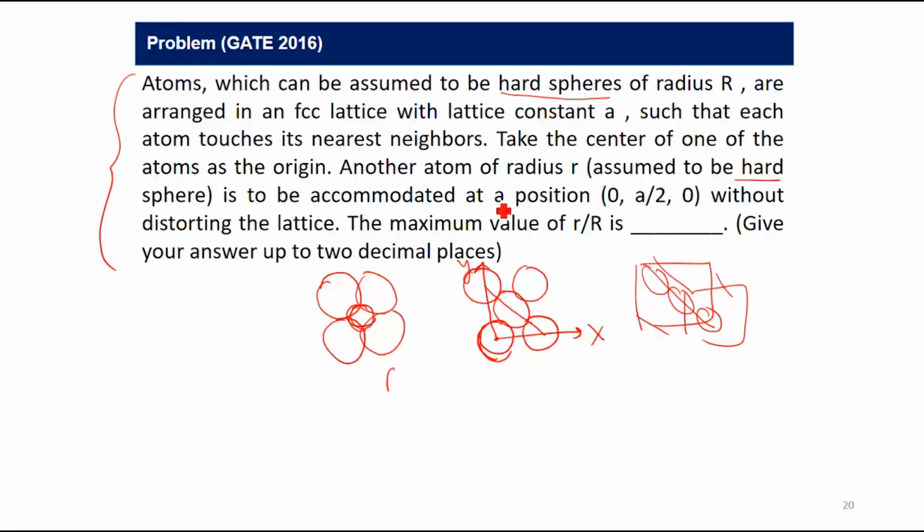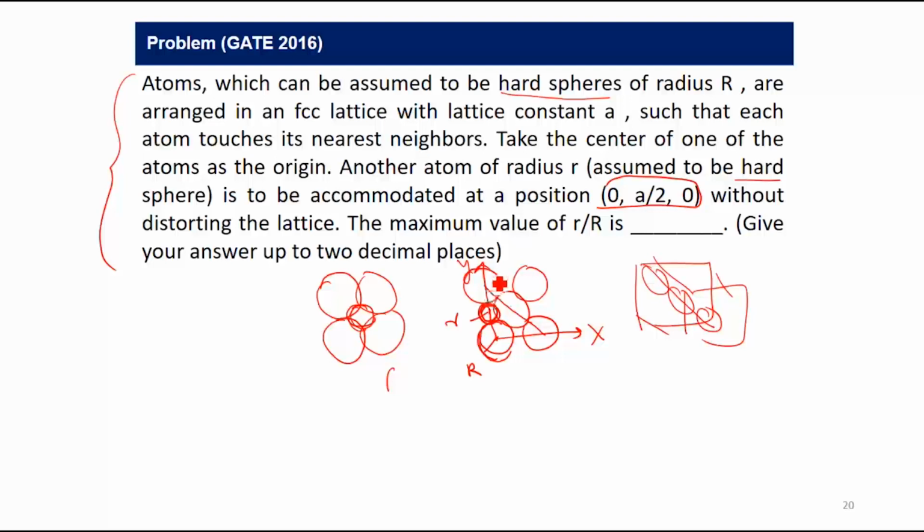It is to be accommodated at a position 0, a by 2, 0. That means this side 0, z also 0, this one a by 2. That means it will be getting here. The maximum value of this small r divided by this capital R is? So all you need to do is find the radius of this small sphere. How to do this? It's very simple.